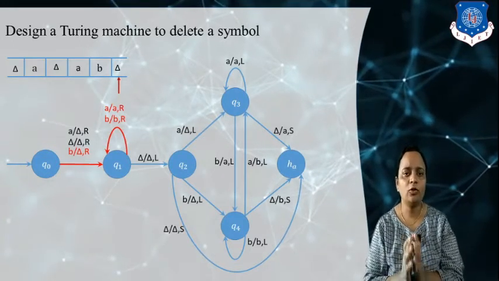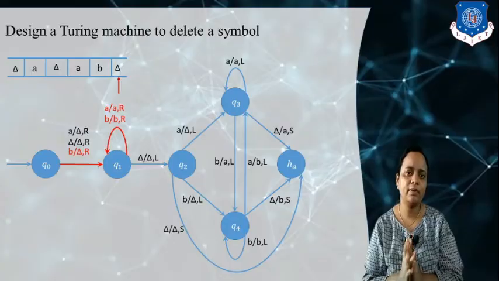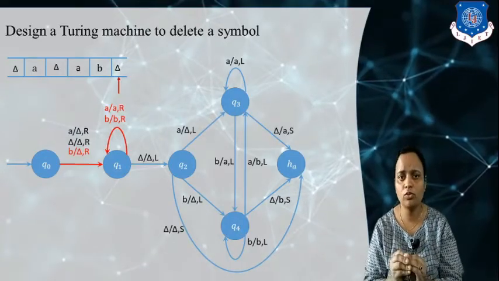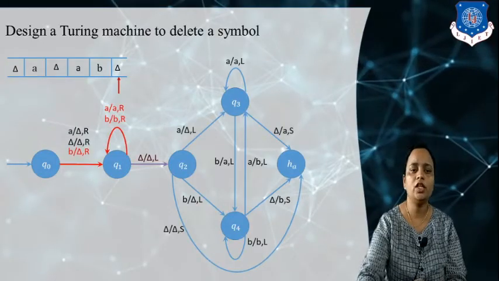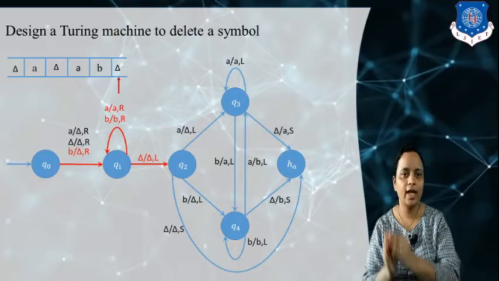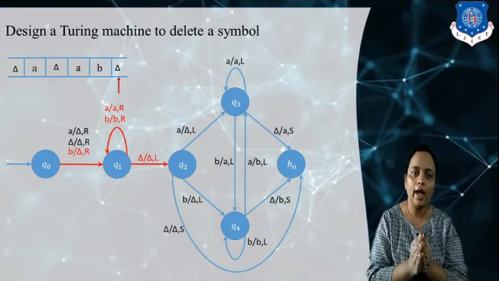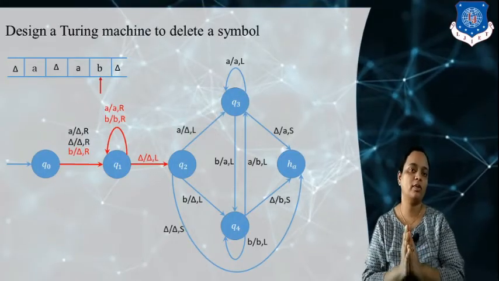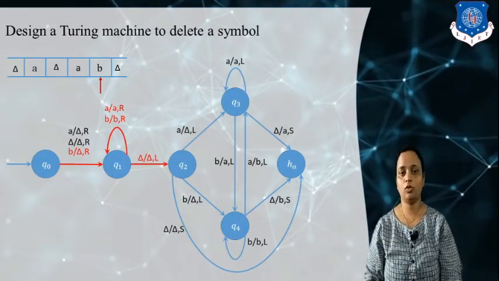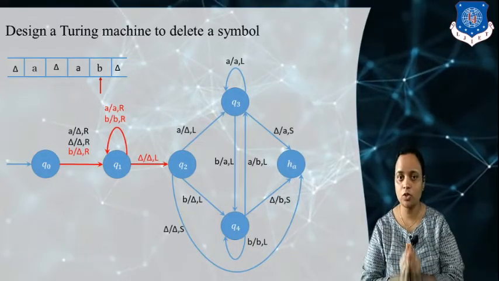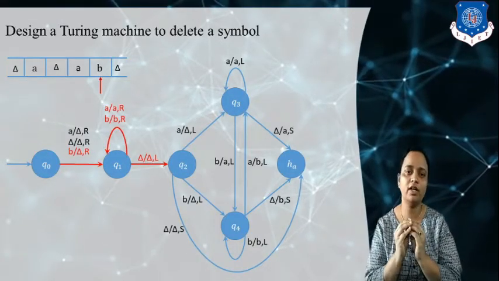Now at the Q2 state, if delta appears, it means that we have reached the right end of the string. So we replace delta by delta as it is and move my head to the left side, because here we are going to perform a shift operation. So this is the last character of our string. Here we have to perform our shifting.